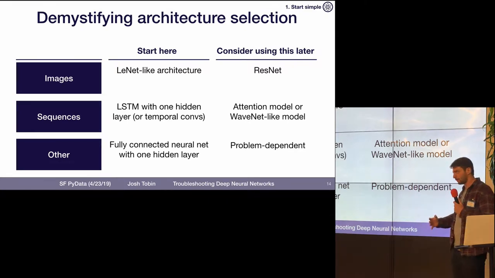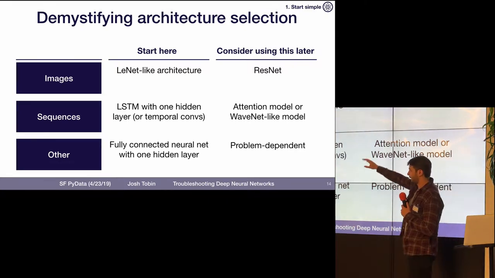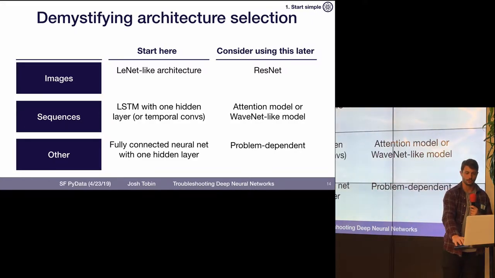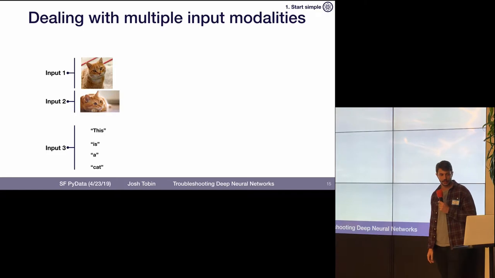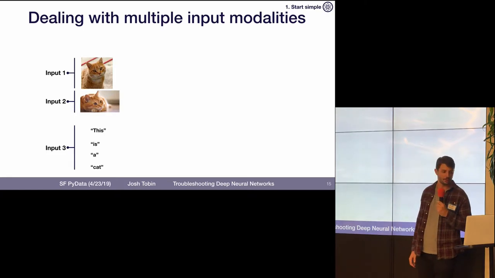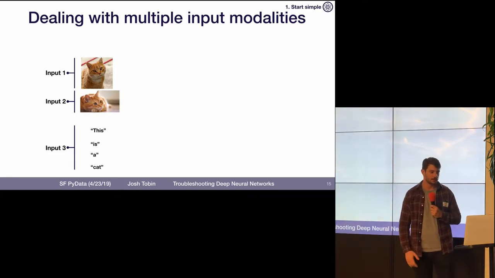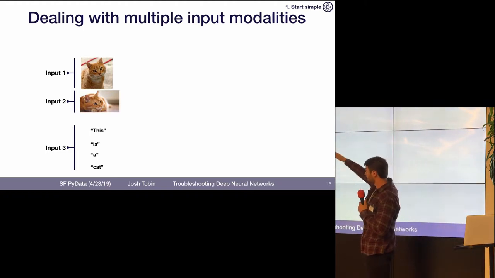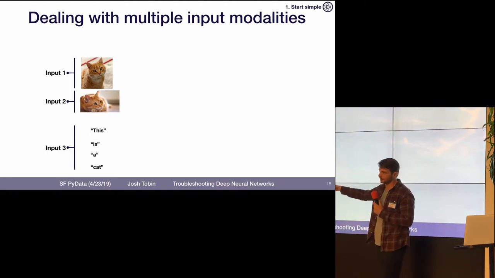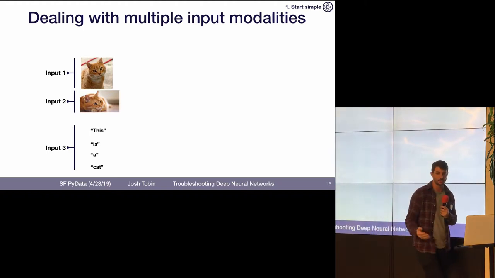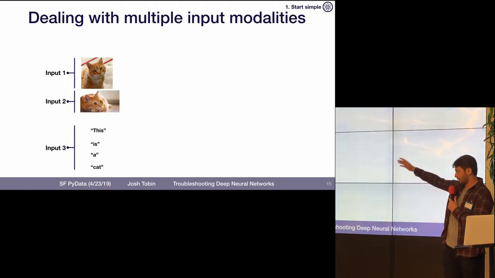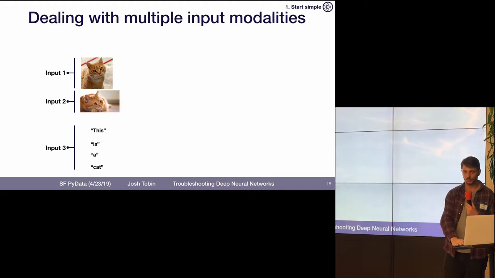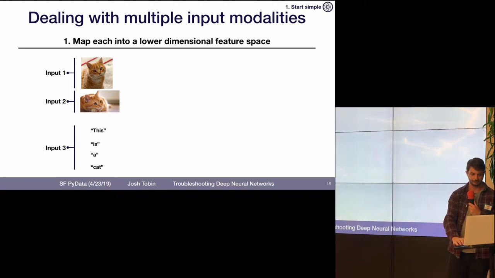Okay, but for a lot of real-world problems, we don't actually just have images or sequences or one data type at all. We might have multimodal data. There's a very simple way to deal with multimodal data. Say we have a problem like this one where we have three inputs: two images and a sentence. The goal is to determine whether the sentence applies to the images. So, are these two things pictures of cats in this case? What might a simple architecture for this look like?